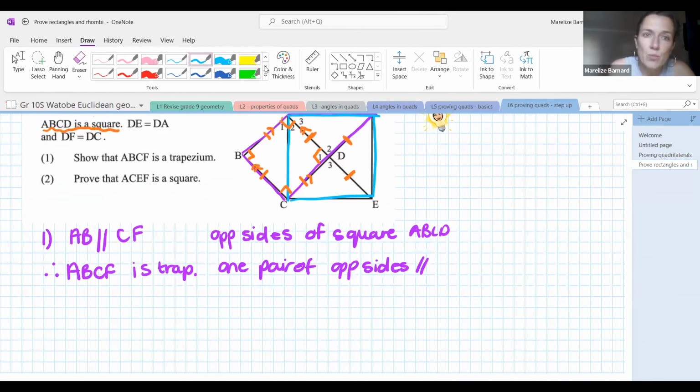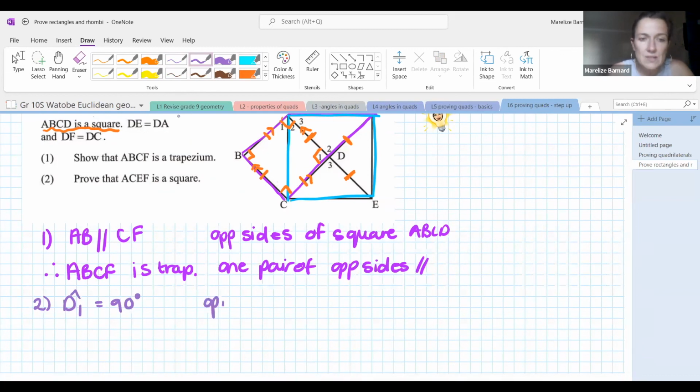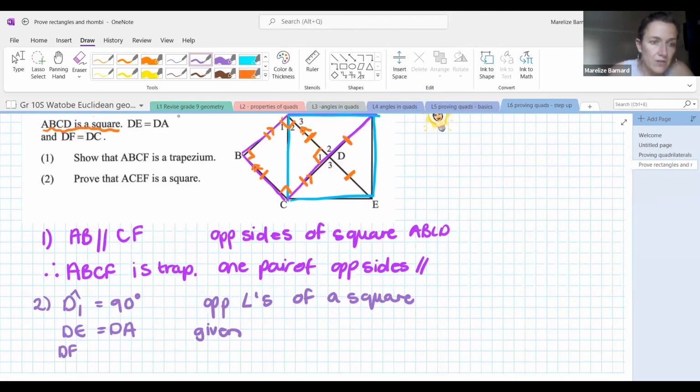Okay, so that is a key property of a square. So let's write all of that down. We can say D1 is equal to 90. Why? Opposite angles of a square. And then we can say DE is equal to DA. That's given. And DF is equal to DC. That's given.